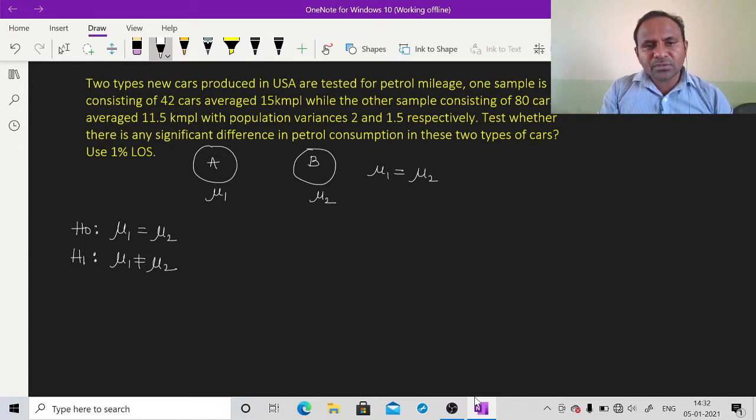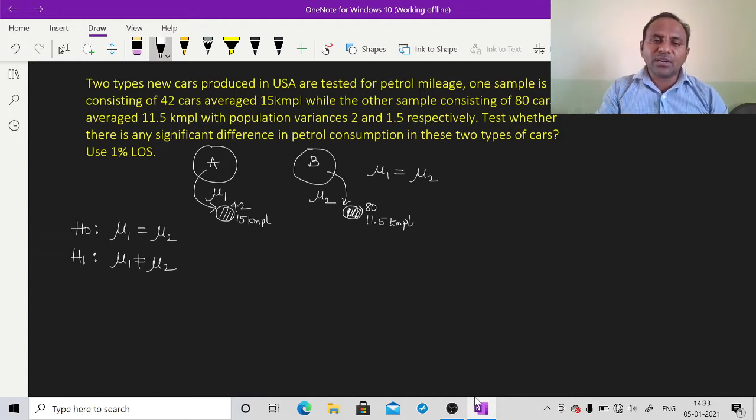And for that we have to use the sample data. He has mentioned that one sample consisting of 42 cars has been taken from this population, whose average mileage is equal to 15 kmpl. So this is the sample data. And likewise, he has taken another sample from the other type of cars, consisting of 80 cars, whose average mileage is 11.5 kmpl. So this is your sample data from the type 2 cars, type B cars.